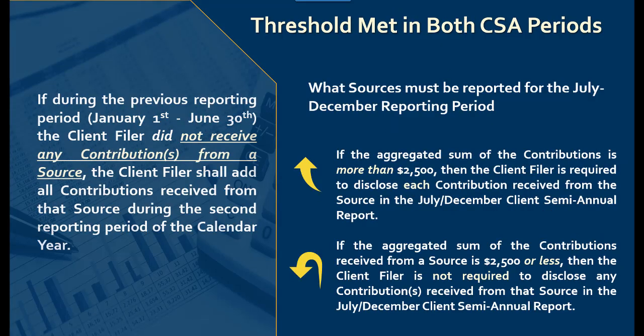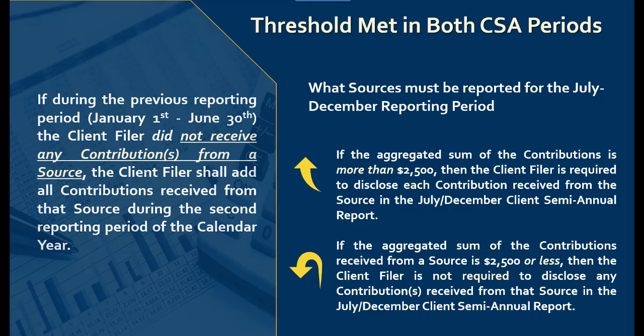This slide also relates to the July-December CSA, but describes what to do when the threshold was met by the client filer for both CSA periods that year. This particular slide covers the scenario where the client filer has received contributions from a source during the July to December CSA period, but did not receive any contributions from that particular source in the first CSA period.